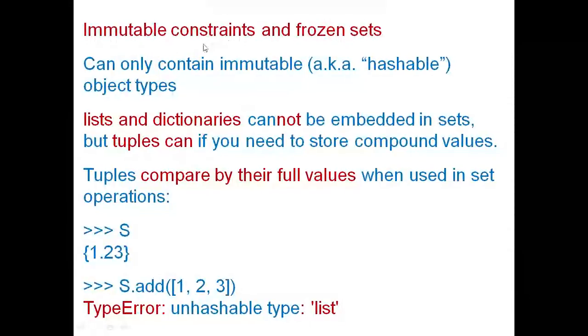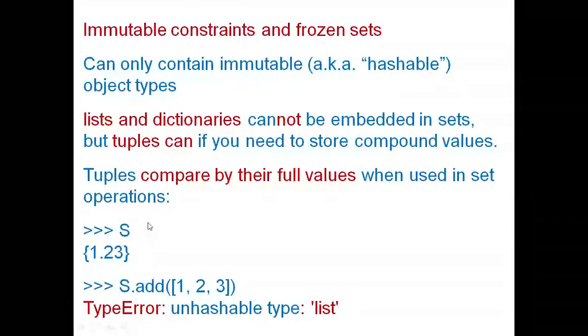Okay, now we see the constraint for a set. The set can contain only immutable object types. What this means is, within a set I can have a string or a tuple as one of the elements, whereas I cannot have a list or a dictionary because they are mutable. So see this example. Now I have a set S with only one element. This is a singleton set with 1.23 as the element. Now I am trying to add S dot add of 1, 2, 3 inside a list. We are trying to add a list of elements 1, 2, 3.